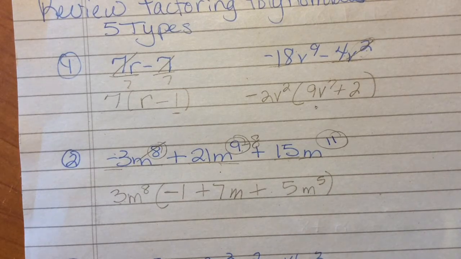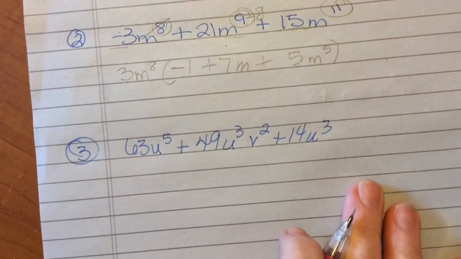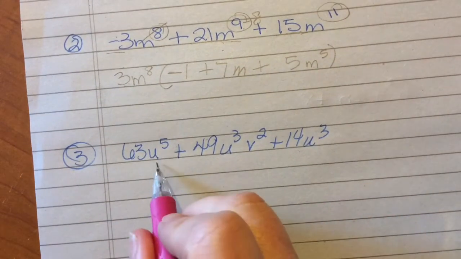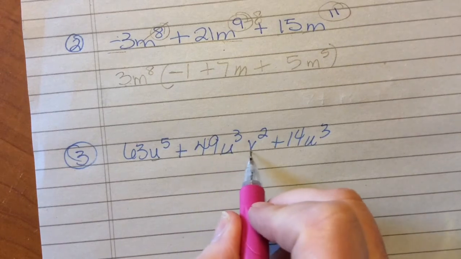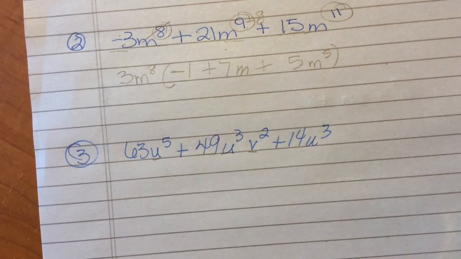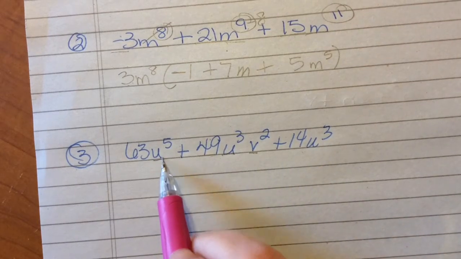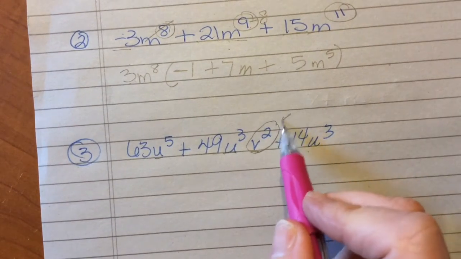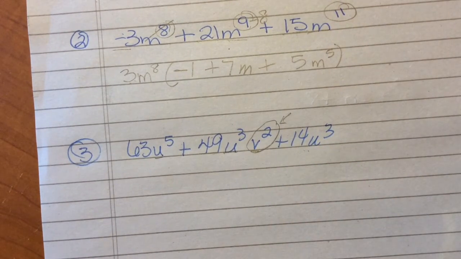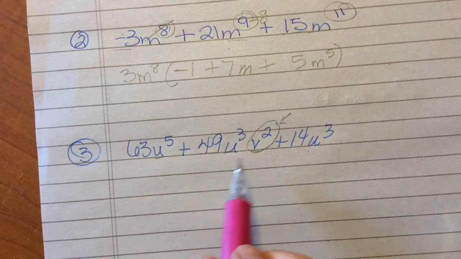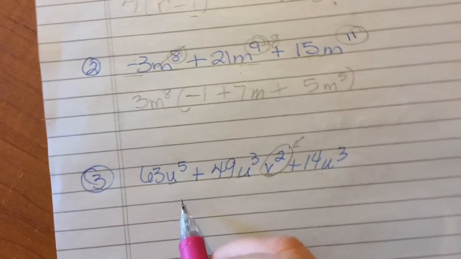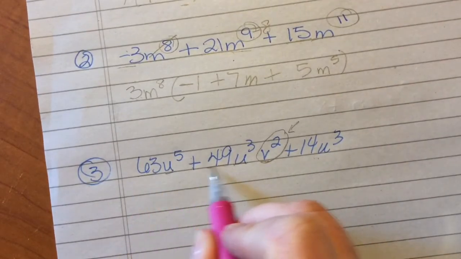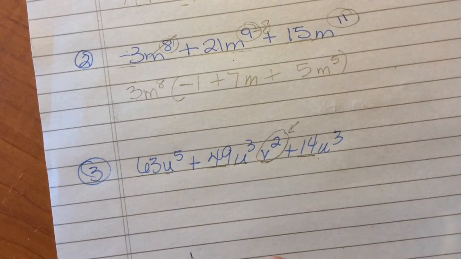Okay. Now the next type kind of gave you guys a little trouble, because when you have 3 different things to look at, you got to see if you can pull them all out. Which, as far as I noticed, I see I have a U in each, but I don't have a V, which means I can't pull these V's out. So what we're going to do is we're just going to pull out U's, but let's look at our numbers first. I have a 63, a 49, and a 14.